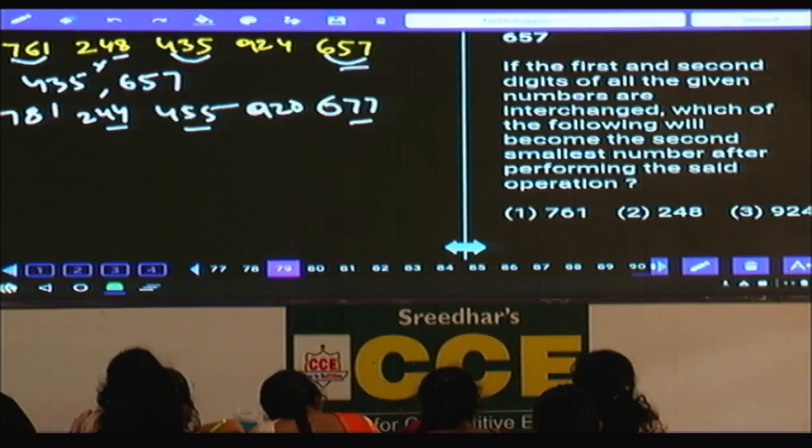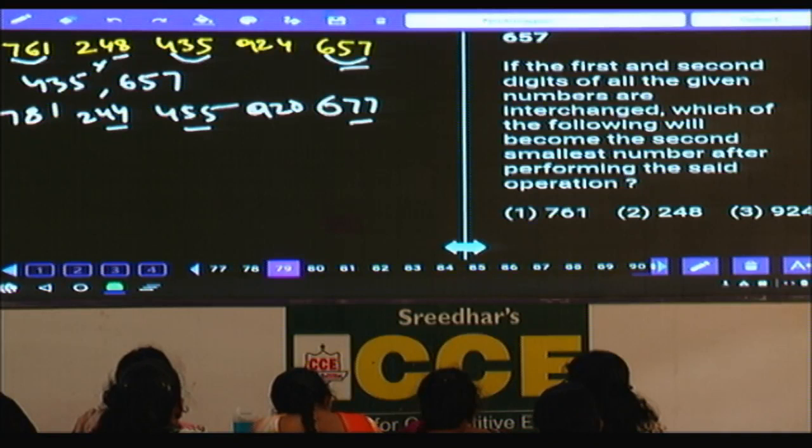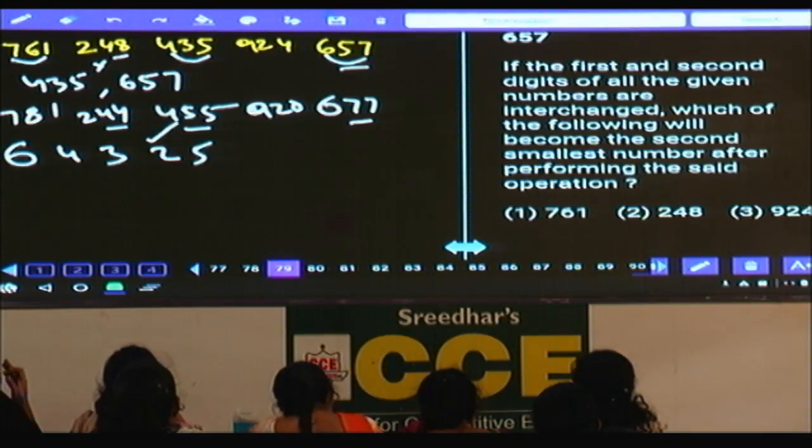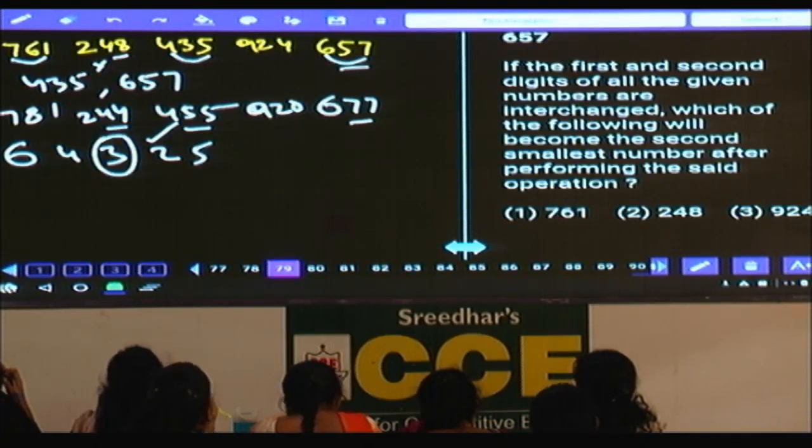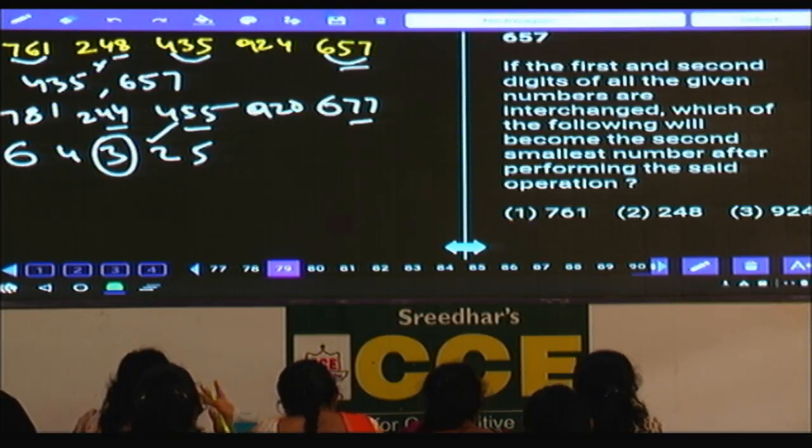Then 79. First and the second digit of all the given numbers are interchanged. Then which of the following will be the second smallest number? Second smallest number means now we need to find out the second digit. Second digit is second smallest. 6, 4, 3, 2 and 5. Which is least is 2 and the second least will be 3. Then what is your answer here? 435. Then first and the second digit interchanged, which will become the second smallest number? 435, that is choice 5.